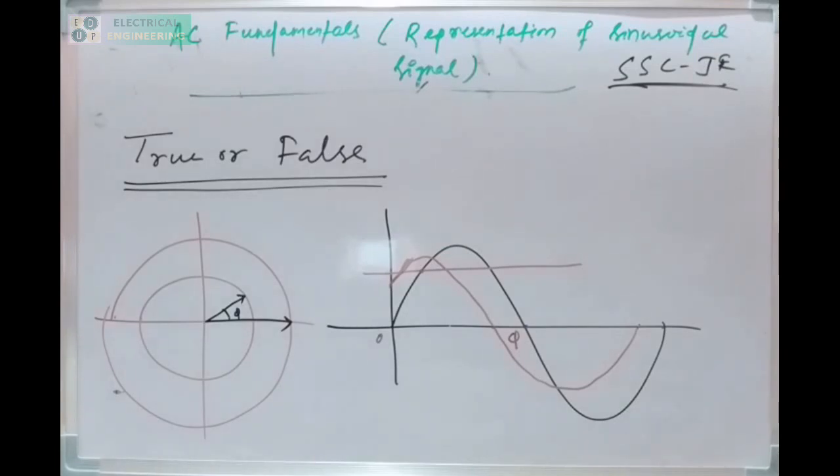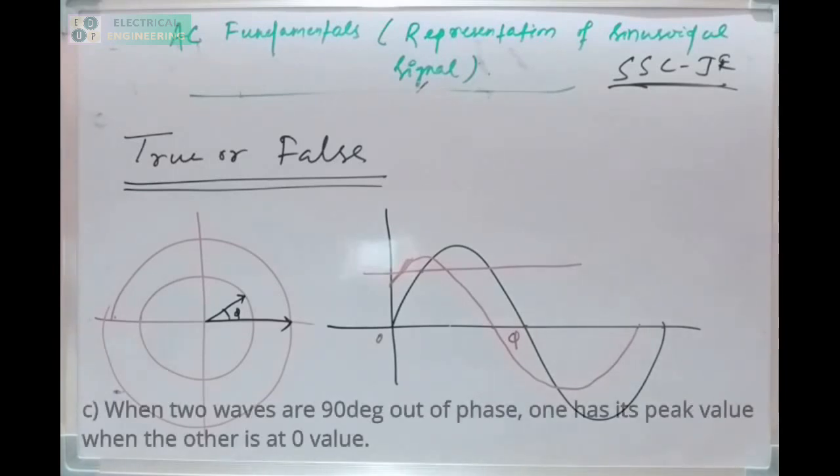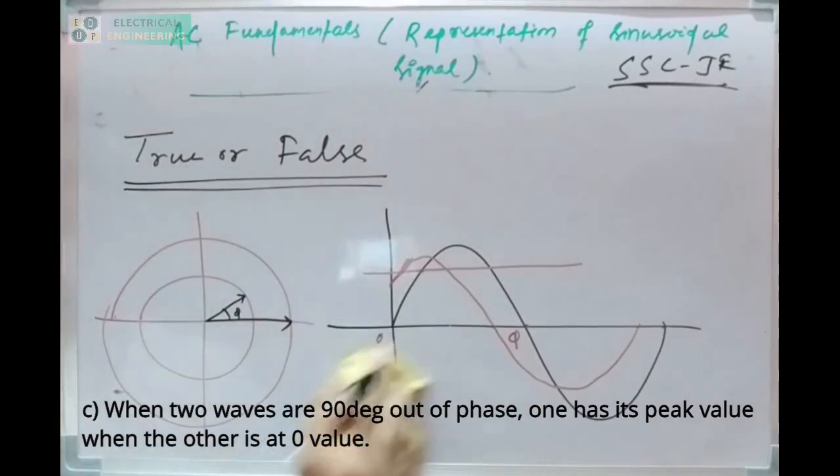Let's go to the third one. When two waves are 90 degrees out of phase, one has its peak value when the other is at zero value. Let us draw this, then you will understand. The phase difference is 90 degrees. Let us draw.